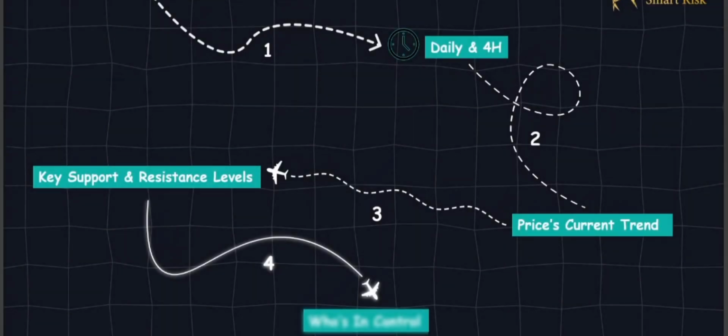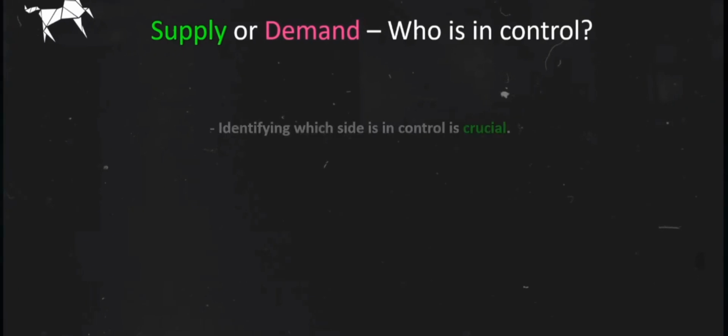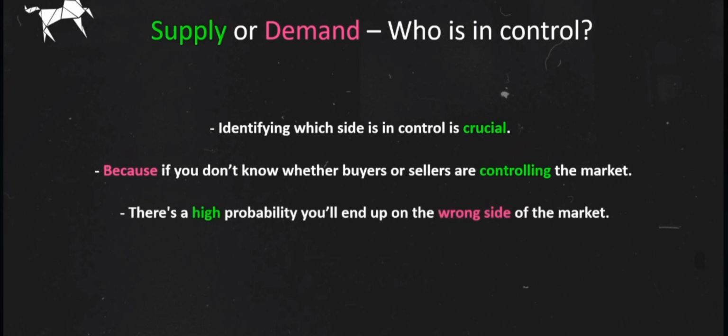Before placing any trade, we need to assess how much room we have before reaching a key level on the higher time frame. The next key factor to do for analyzing the higher time frame, especially if you choose the 4-hour time frame as your main higher time frame, is to identify who's in control, buyers or sellers. What makes this important? Identifying which side is in control is crucial because if you don't know whether buyers or sellers are controlling the market, there's a high probability you'll end up on the wrong side of the market.